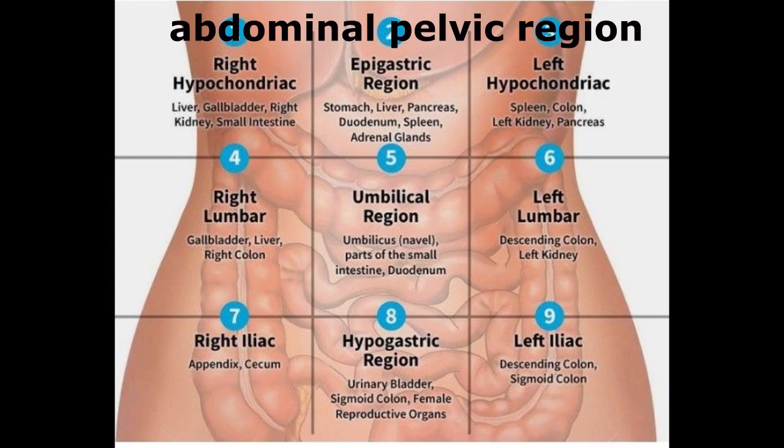Abdominopelvic regions. Umbilical is the central region. Epigastric region is above the umbilical. Hypogastric is the region below the umbilical. Right and left iliac or inguinal are the regions on the left and right sides of the hypogastric. Right and left lumbar are the regions on the left and right sides of the umbilical. Right and left hypochondriac are the regions on the left and right sides of the epigastric.